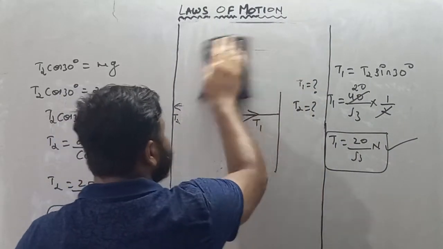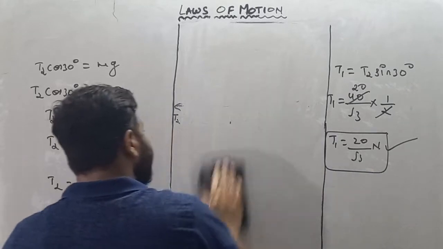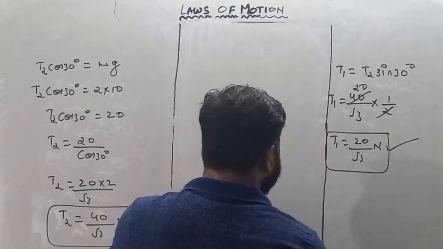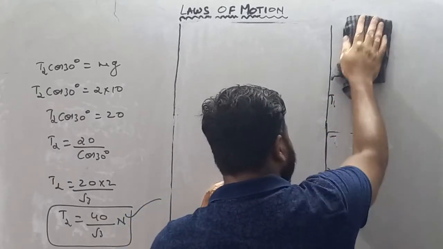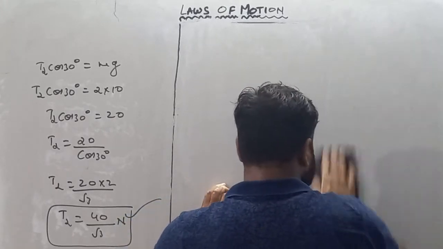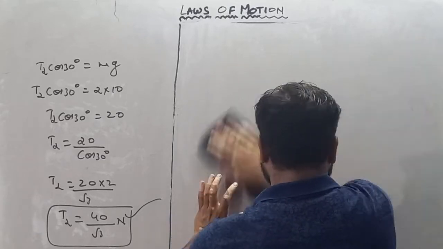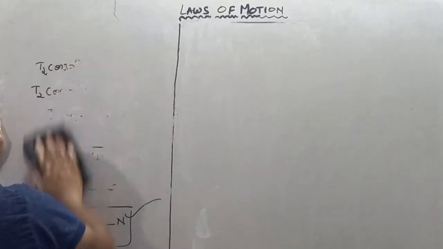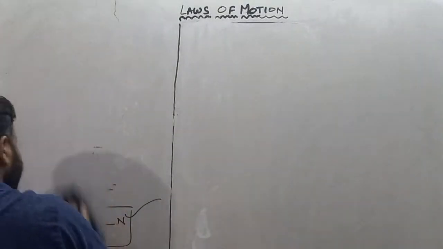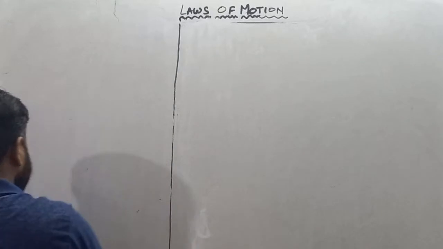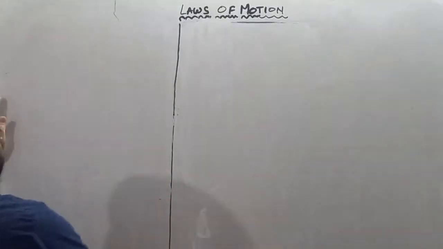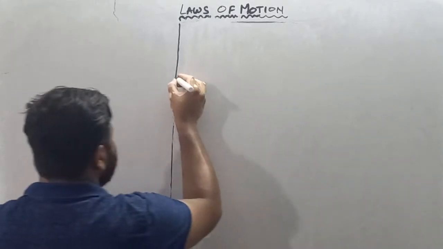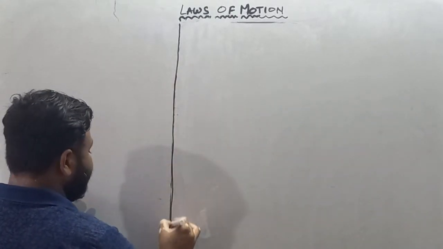If the system is in equilibrium, then find the value of T1, T2 and T3.